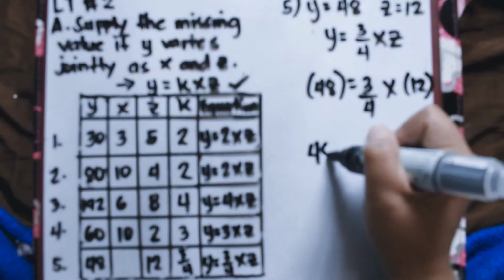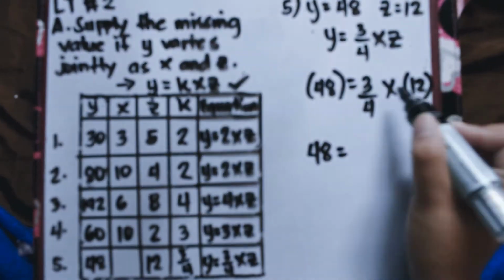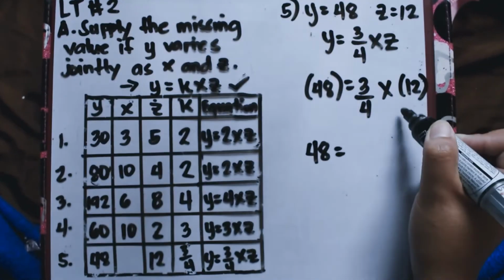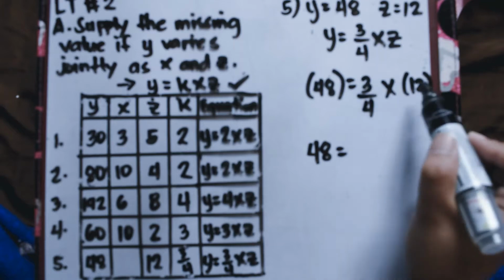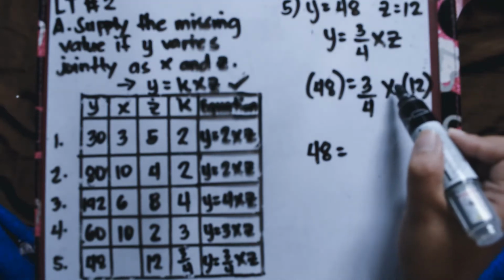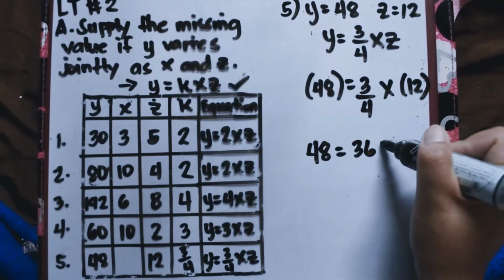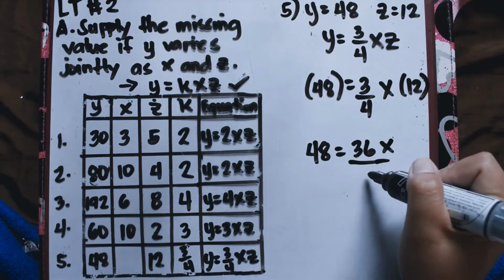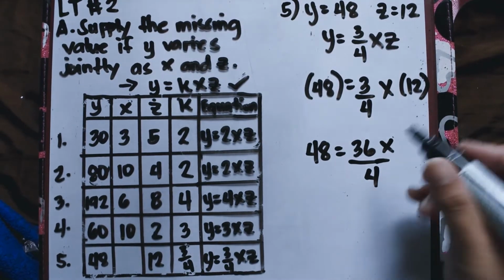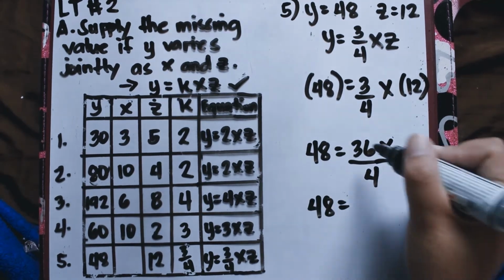So, we have 48 is equal to, syempre, multiply natin yung ating mga numerator dahil po yan ay may invisible 1, tama? So, we have 3 times 12. Doon muna tayo sa dalawang number kasi ito pong variable mamaya na. So, we have 3 times 12, we have 36, x, and then over 4. Nakuha. So, yan. Divide natin. So, we have 48 is equal to 36 divided by 4.